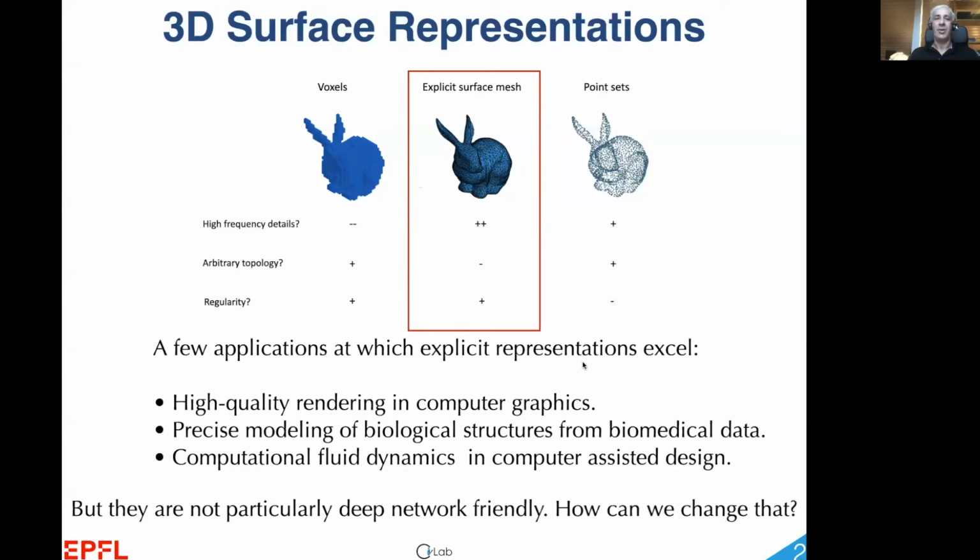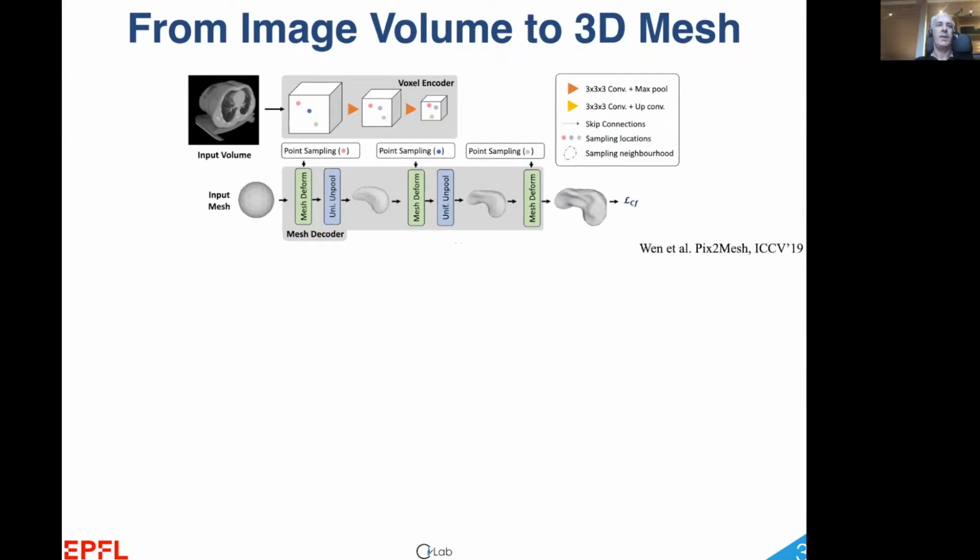Unfortunately, it is not obvious how to design and train a deep network to produce such meshes with arbitrary numbers of vertices and topology. This is the problem I would like to address in this talk. The Pix2Mesh algorithm that was presented at ICCV last year was designed with this purpose in mind. It starts from an image and outputs a mesh. In our own work, we have extended it to take a volume as input instead. In both cases, the input is encoded into a latent representation and then decoded into a mesh.